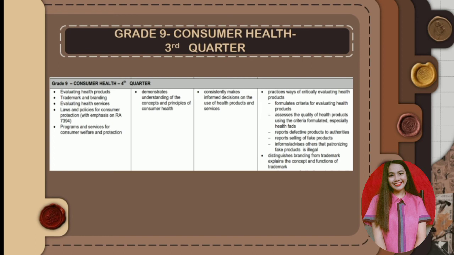So what is the basic policy of RA 7394? Declaration of policy: the state shall ensure safe and good quality of food, drugs, cosmetics, and devices, and regulate their production, sale, distribution, and advertisement to protect the health of the consumer. And other laws that focus on the policies of the consumer.